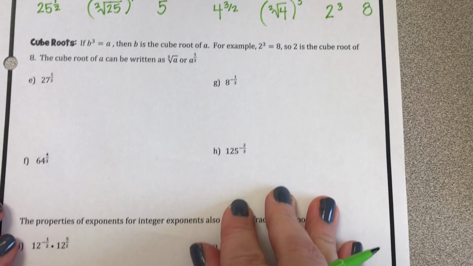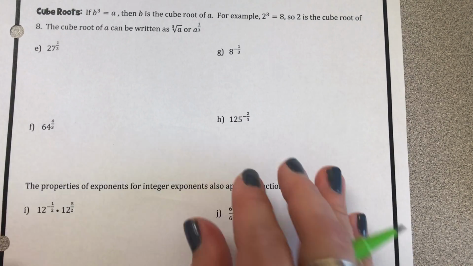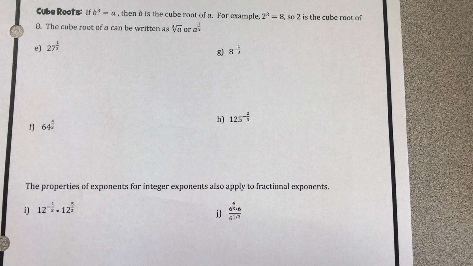So let's talk about cube roots. We've only dealt with square roots, which are like 2 times 2 is 4, 3 times 3 is 9. Cube roots are, for example, the cube root of 8 is 2, because 2 cubed is 8. The cube root of 27 is 3, because 3 times 3 times 3 is 27.